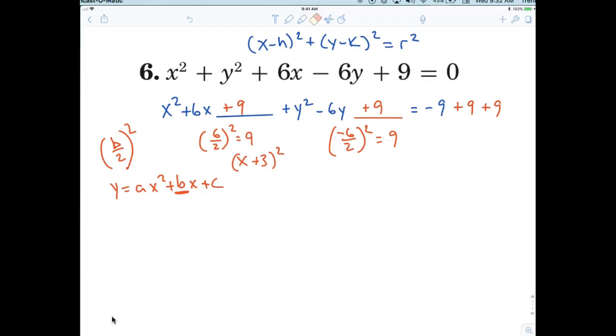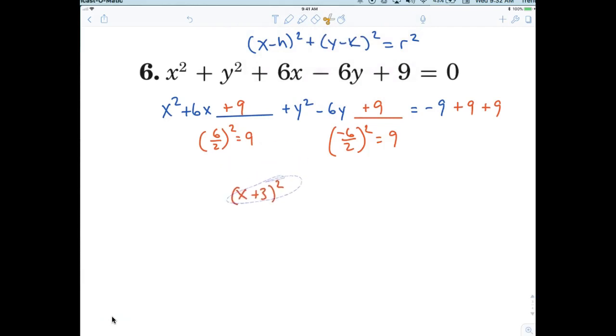What was the half for the y's? Negative 3. So that would factor to y minus 3 squared. And then you simplify the right side. Negative 9 plus 9 is 9. All right? So now I have transformed x squared plus y squared plus 6x minus 6y plus 9 equals 0 into a form that you can recognize, and now say that the center of that circle is at negative 3, 3, and the radius is what? The radius is 3. Yes.